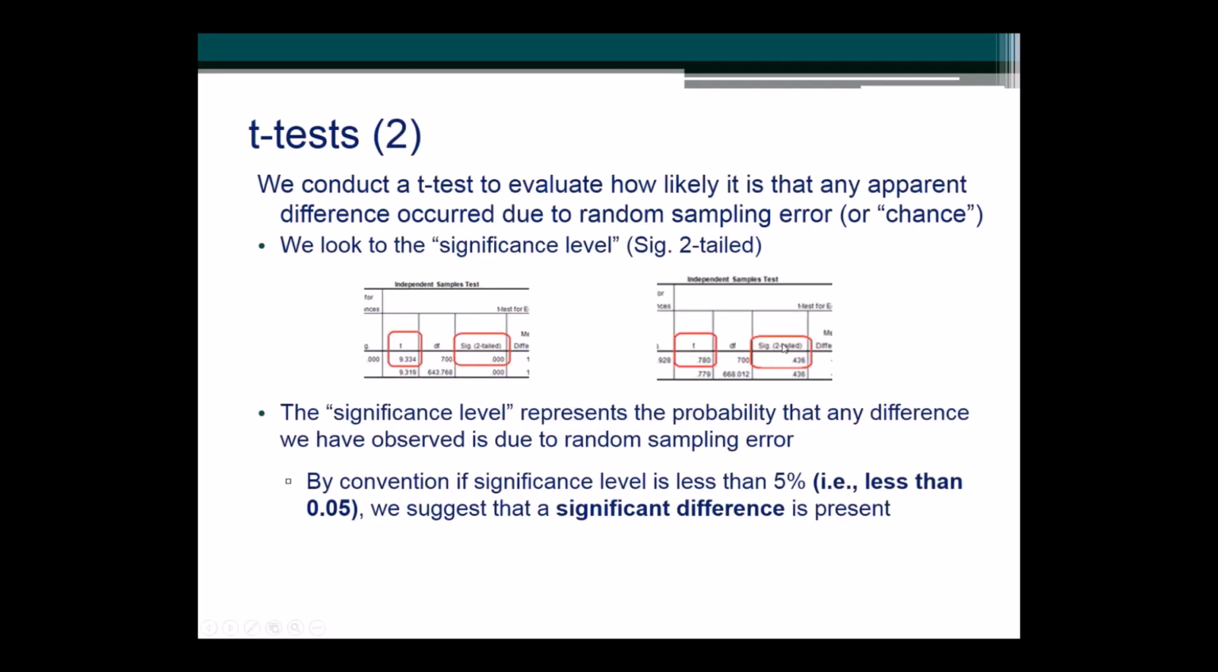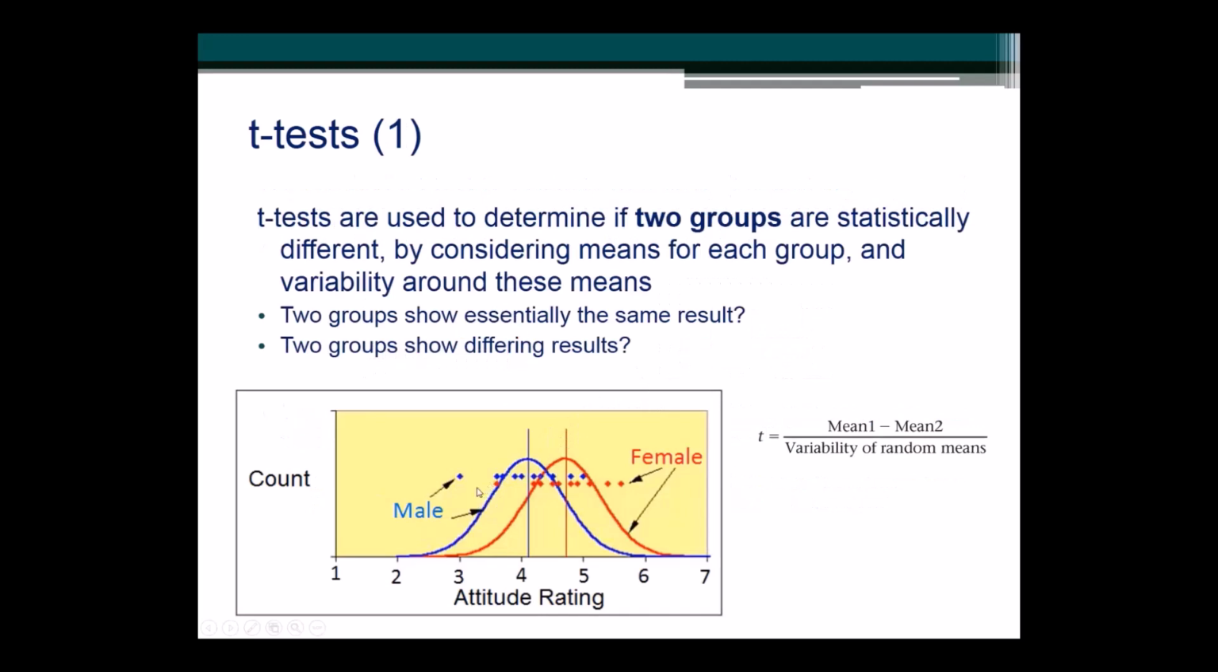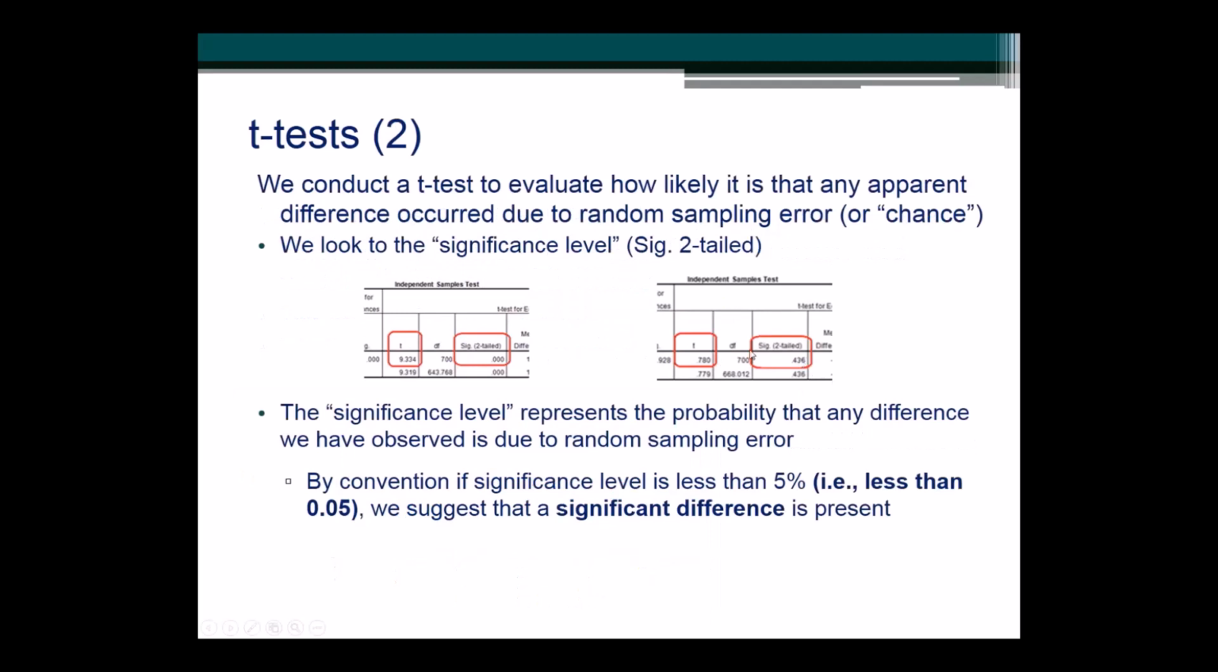In contrast, if our significance level is relatively high, in this case it's 0.436, and here you can see we've got only a very small t-value, what that indicates is that we've only got a small difference back here or a lot of variability, and therefore there's a higher probability that any difference that we observe is just due to random sampling error. So you can read these as essentially probabilities that we'd get a difference that big just by chance.